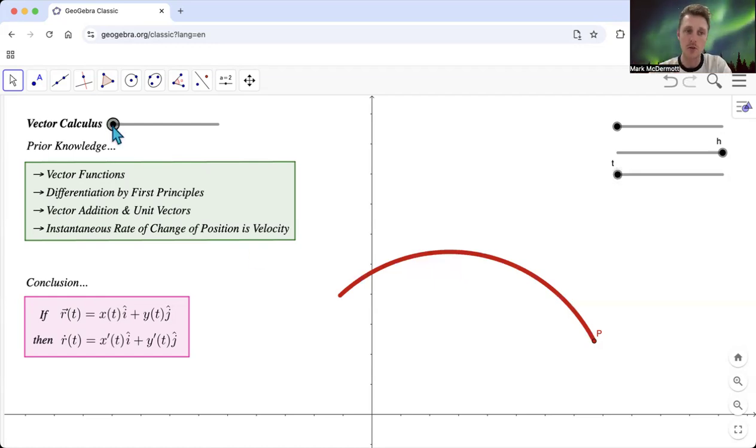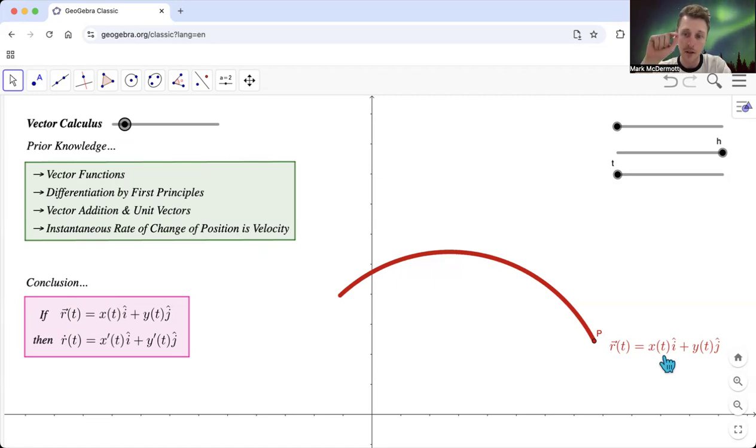What we're actually going to do is define a vector function of that point P as it moves. We'd call that vector function r of t, and it's equal to x of t multiplied by the unit vector i plus y of t multiplied by the unit vector j. Let's break this down a little bit more. x of t means its x position in space is a function of time. And that should make sense.